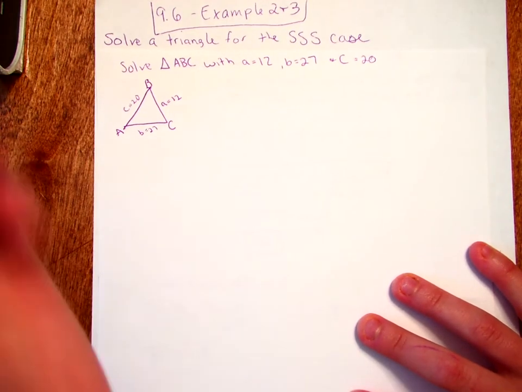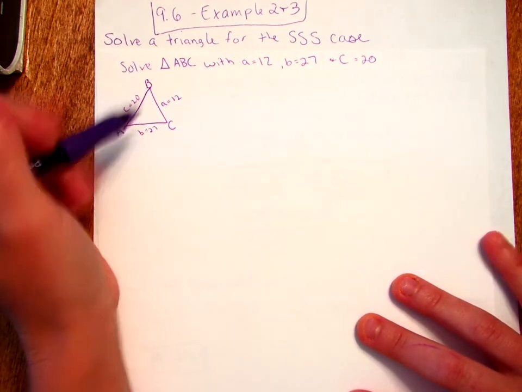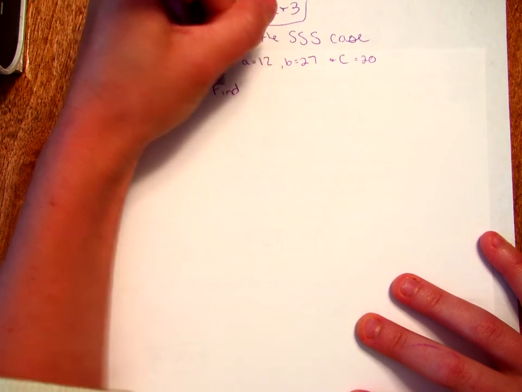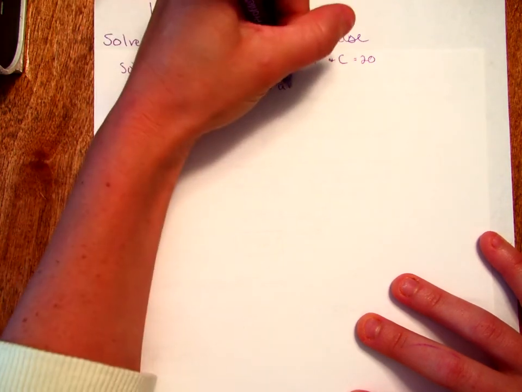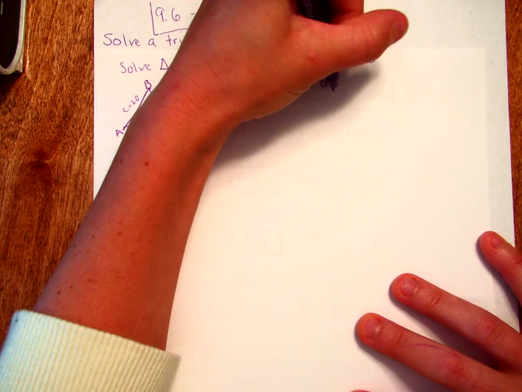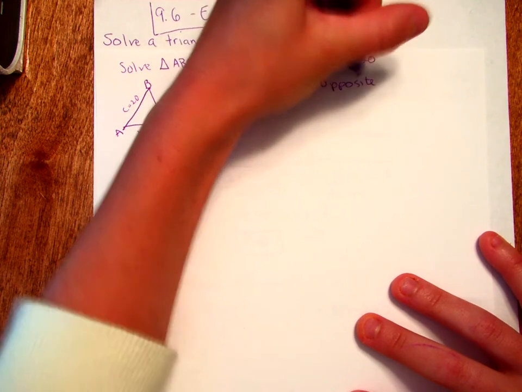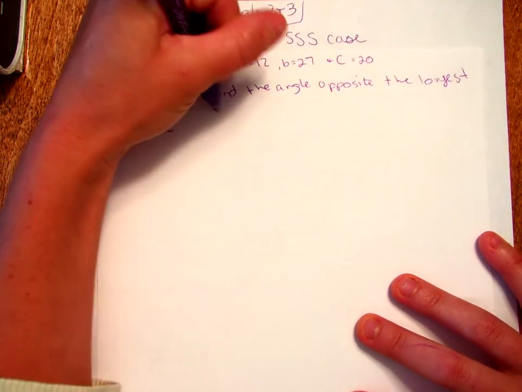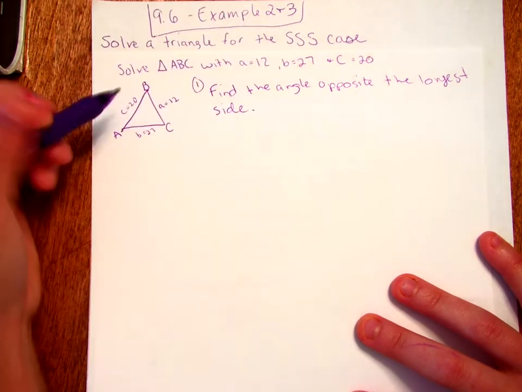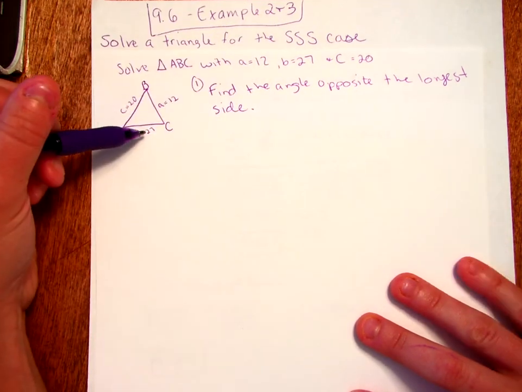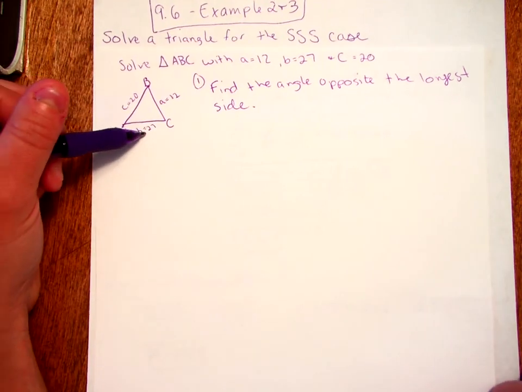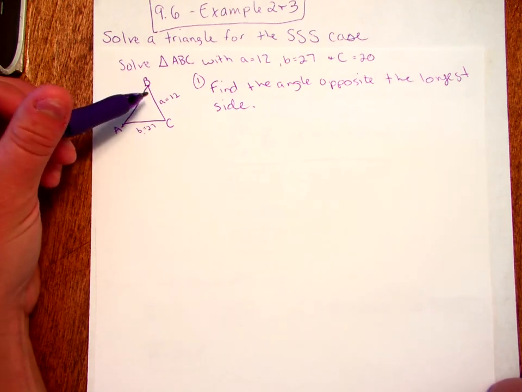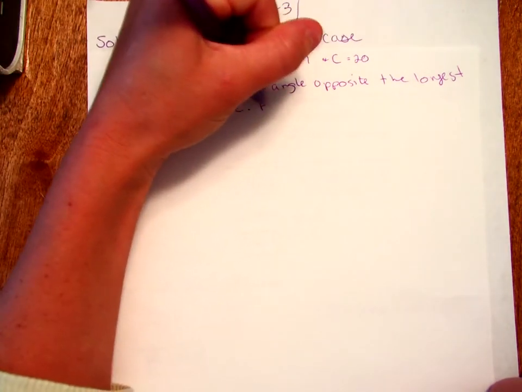Okay, so let's start by finding the angle opposite the longest side. So 20, 12, 27. So 27 is the longest side. So we're going to start by finding angle B.